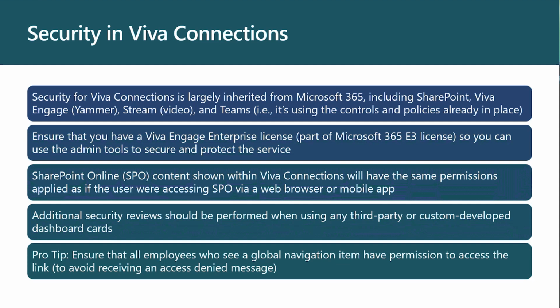So if we look at the SharePoint Online content, we know that our dashboard's there, we know that our news is coming from SharePoint Online. So it's going to have the same permissions, the same access, regardless of whether you're using the SharePoint mobile app, the Viva Connections Teams mobile app, Viva Connections on your desktop, or SharePoint in your web browser. It's all the same set of permissions. So there's no access that is different because you're in this Teams app.